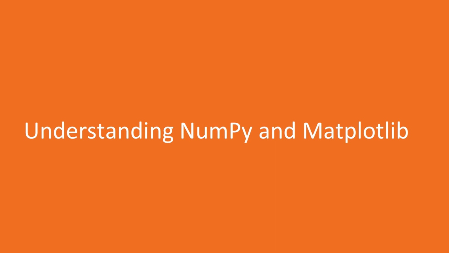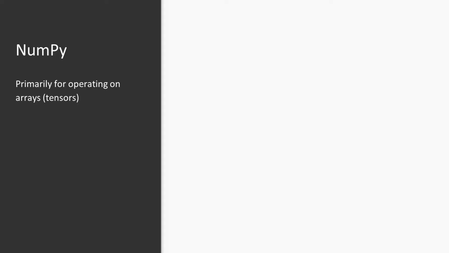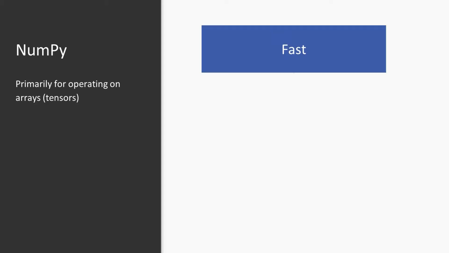Welcome back. In this video, we'll be talking about Numpy and Matplotlib, two libraries that we'll be using frequently as we develop artificial intelligence solutions. Numpy is a library designed for operating on high-dimensional arrays, or tensors. It's designed to do basic arithmetic on tensors very quickly. In fact, it executes much faster than handcrafted Python code.